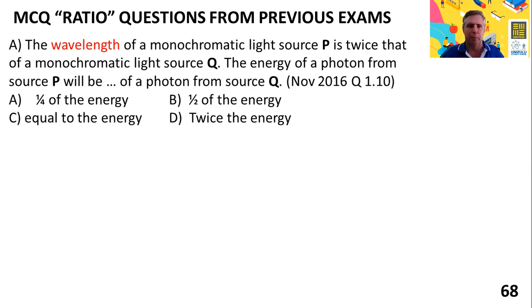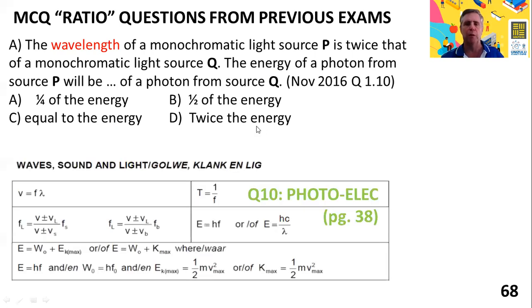Now, the first step is to find the correct equation. And we need an equation which relates wavelength to energy. Because we're talking about the photoelectric effect, we look at the equations at the bottom of page 38. And in particular, we're going to choose this equation because it's got energy in terms of wavelength. H and C, Planck's constant, and the speed of light in a vacuum are simply constants, and they're not going to affect anything else. So we'll take that equation.